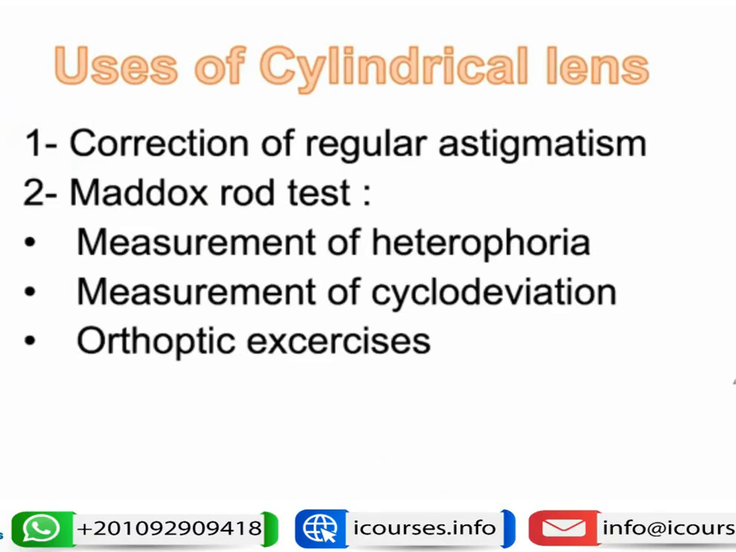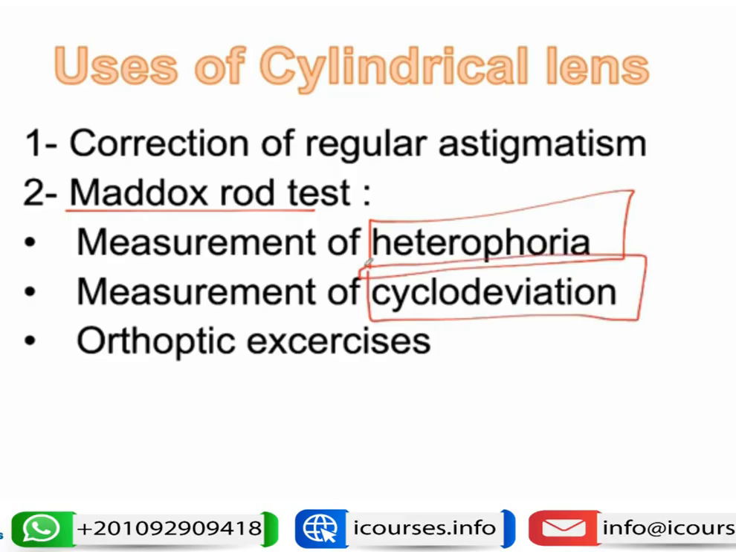The cylindrical lens has a variety of uses. They can be used for refractive purposes, for correction of regular astigmatism. And we have mentioned some of its roles in the last lecture when we were talking about the prism. We said that it has a use in the Maddox rod test. A Maddox rod test is a test used for measurement of heterophoria, so we can know if this patient has a latent squint or not. It can also be used for cyclodeviation, so we know that the patient has incyclotorsion or excyclotorsion, and for other orthoptic exercises.